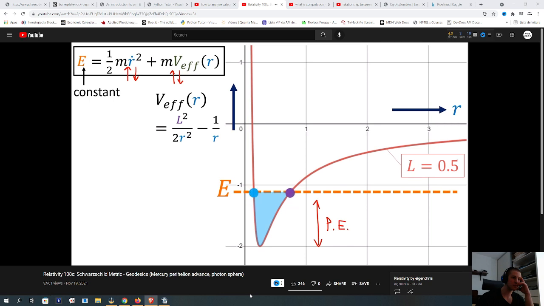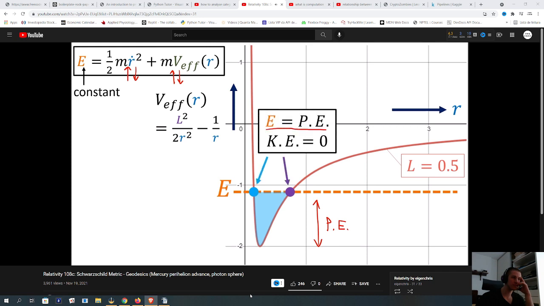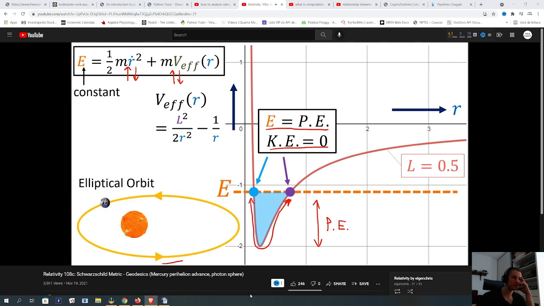The points where the constant energy line intersects the potential curve are the points where the total energy and potential energy are equal, meaning the kinetic energy must be 0. So the orbiting body will go back and forth in this potential well. This represents an elliptical orbit, where the radius reaches a maximum point, then turns around, then reaches a minimum point, then turns around again, with the radial velocity being 0 at the turning points.